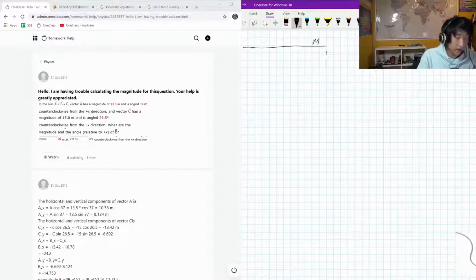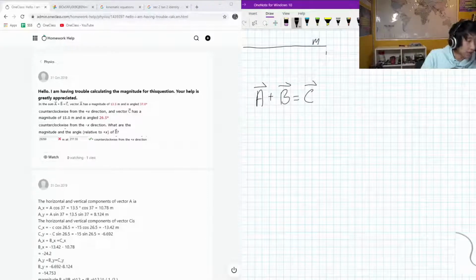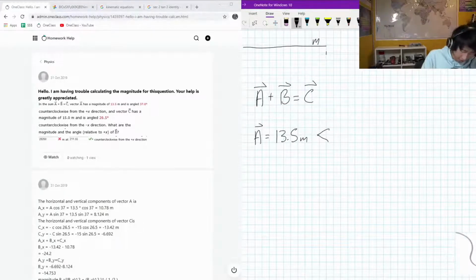Okay, so here we have the next question on the menu today, which is asking us, with the vector sum a plus b plus c, all vectors. So let's write this out as we go. Vector a plus vector b is equivalent to vector c. And we are given vector a, which is 13.5 meters with an angle of 37 degrees. And so it's clockwise, so it's like this.